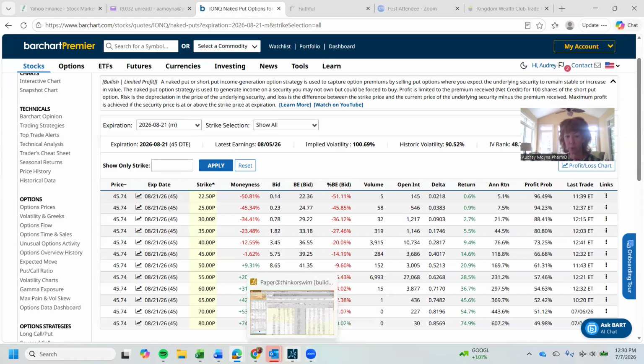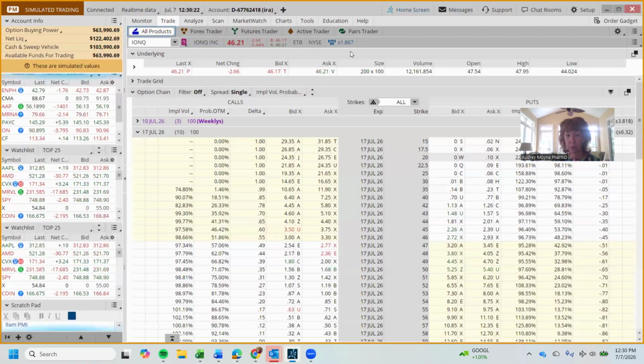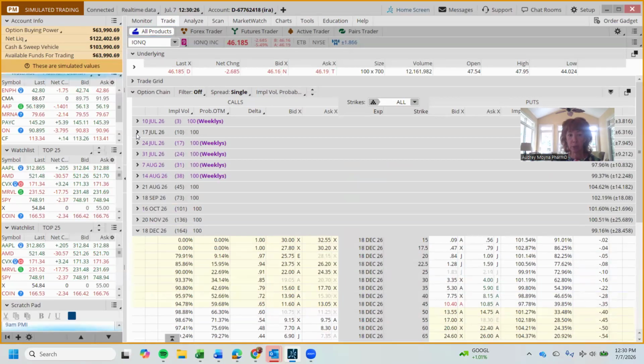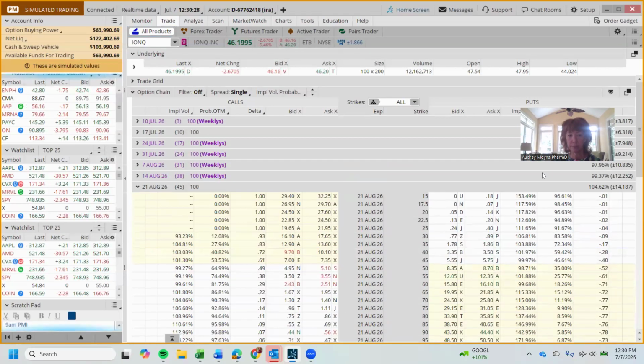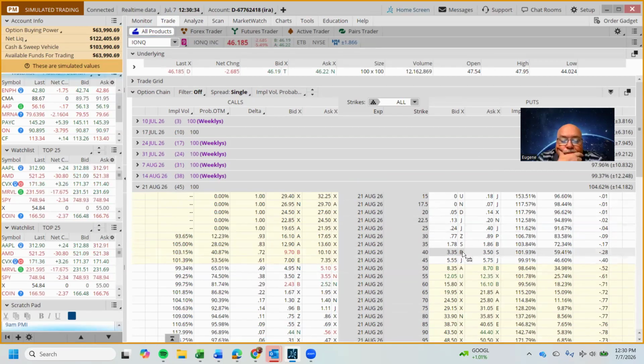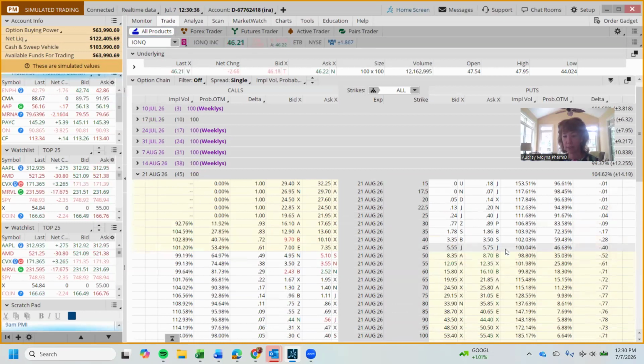So I'm going to go over to my Thinkorswim. I'm on the trade page and I'm going to 8/21. And what did we say we were looking for? 35 strike price, right? Right. So 35 is over here. And everyone does this differently. And I'm not saying there's a right or wrong way.